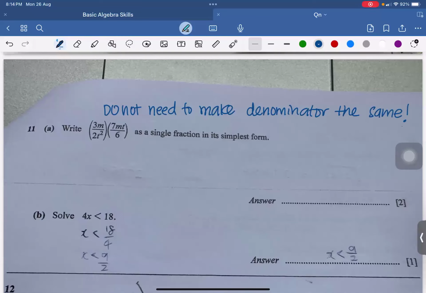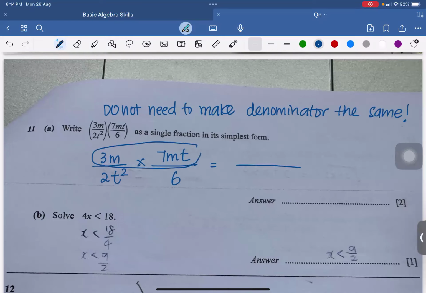This is multiplication, not addition and subtraction. So this is simply 3m divided by 2t squared times 7mt over 6. When you have multiplication, multiply numerator with numerator. 3 times 7, how much? 21. M times m, m squared. Then t on its own.